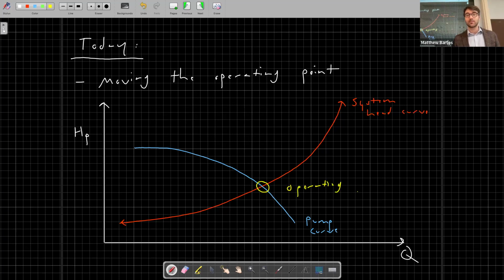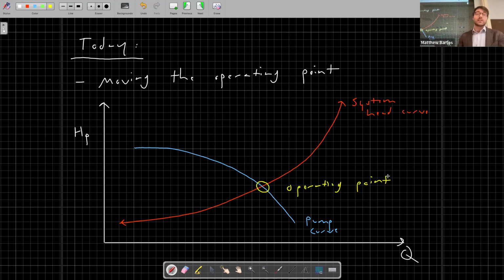So the question naturally arises, what if we want to change the operating point? So what if this particular operating point doesn't lie at the point of maximum efficiency for our pump? What can we do? And I mentioned a couple different ways that we can change this operating point. What were some of the ways that I mentioned we could change the operating point? I've mentioned it briefly at the end of class. Yes. You can change the pump speed.